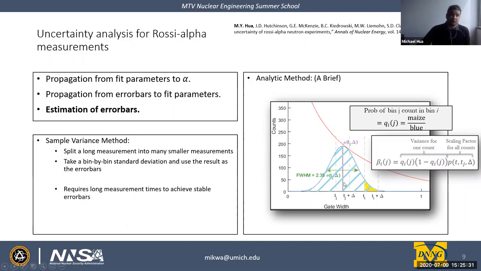If you're interested, extensive details are in this publication. It just got published, so you can either Google uncertainty Rossi alpha, and it'll be the first one, or these slides will be uploaded and you can click the link. And then the other method that I'm going to show on the next slide, I'm not talking about it here, but we could talk about it, is bootstrapping, which lives somewhere in between the analytic method and the sample method.